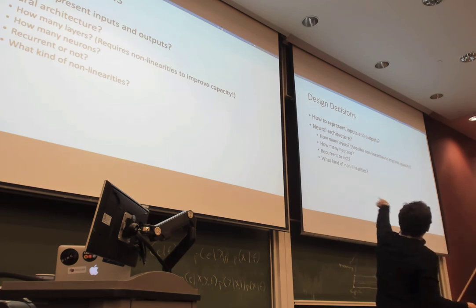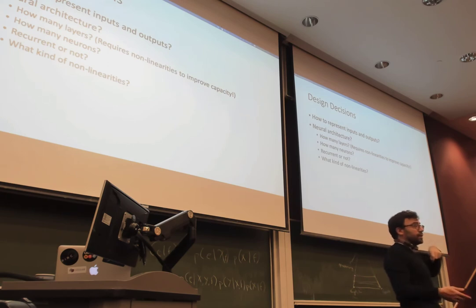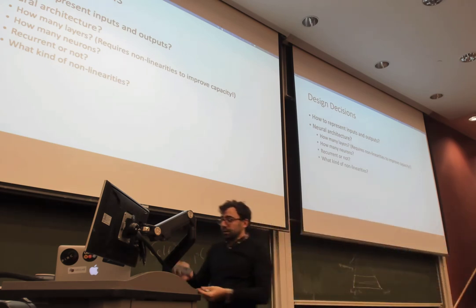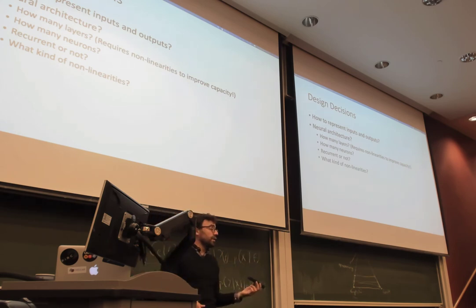And then there are other issues like how many layers, how deep do you make your network? How many parameters should you use? Should it be recurrent or should it not be? Or what type of nonlinearity should it be? Should it be a hyperbolic tangent? Should it be something else?